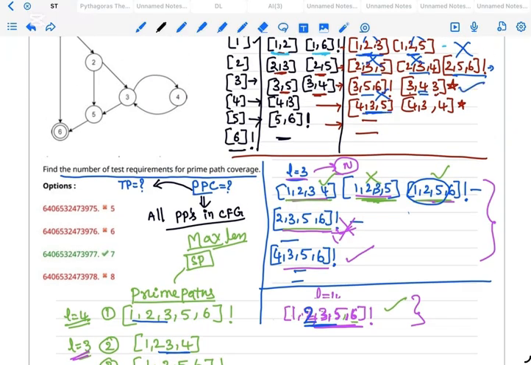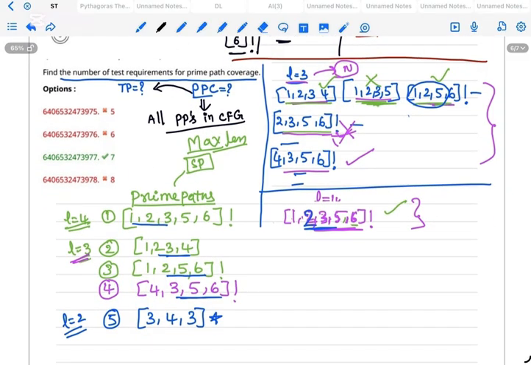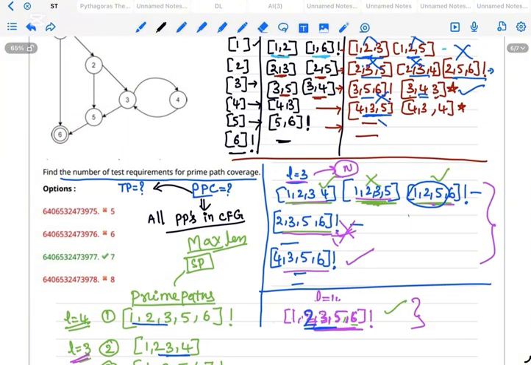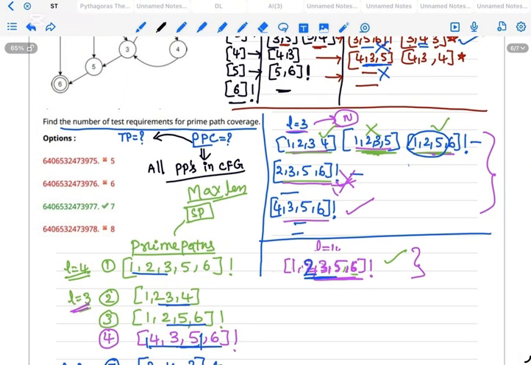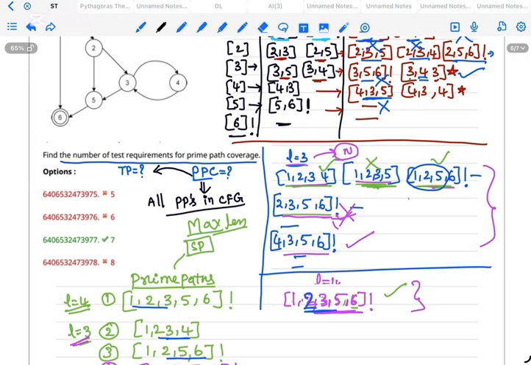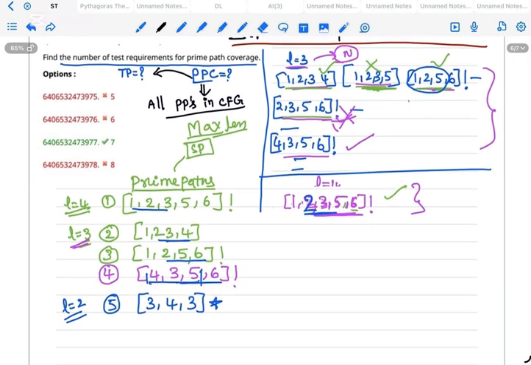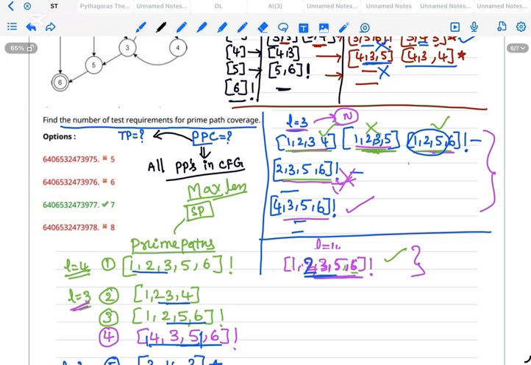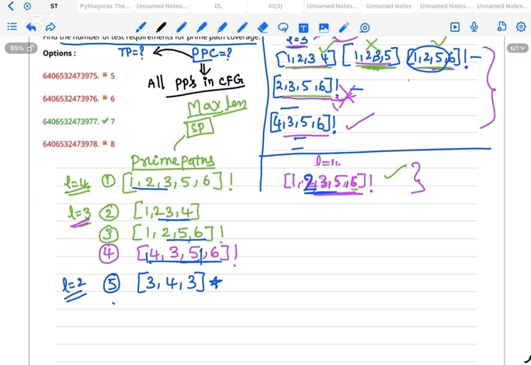Next, 435. So 435 is here, right? Up to here. So it's not a prime path. Why are we checking? Because maximal length simple paths are prime paths. So we are checking the maximum length of simple paths. Okay. Next, 434. 434 is not covered anywhere. It is a prime path and it is a loop also. So number 6 is 434. This is also a loop. There are 6 prime paths of length 2.